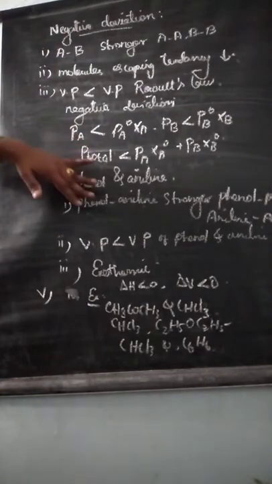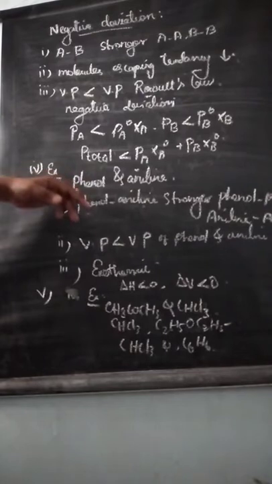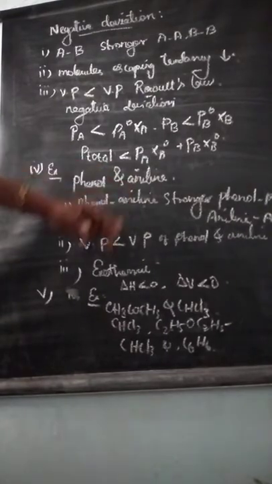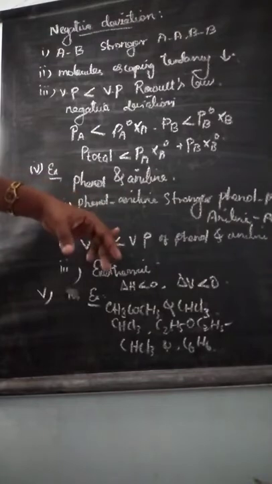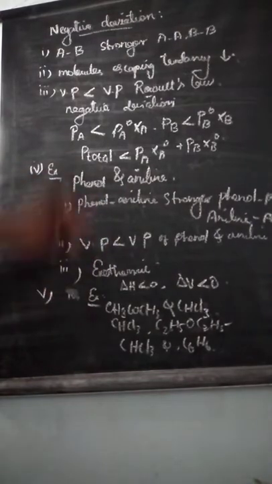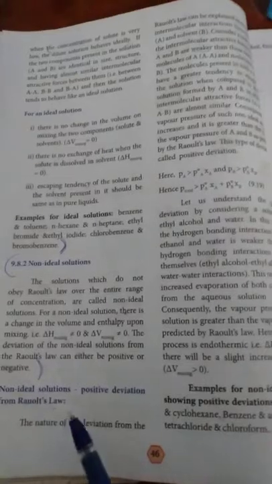So we can write the P total formula. And consider an example, phenol and aniline. There just explain all the points. First the interaction, then the vapor pressure, then the process. Understand this? Now take page number 46.